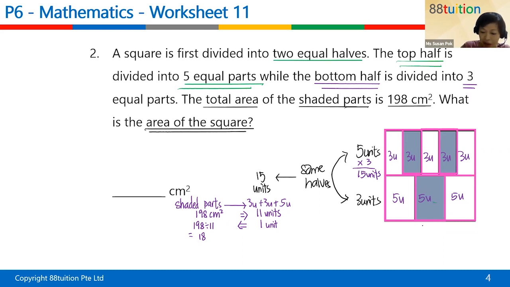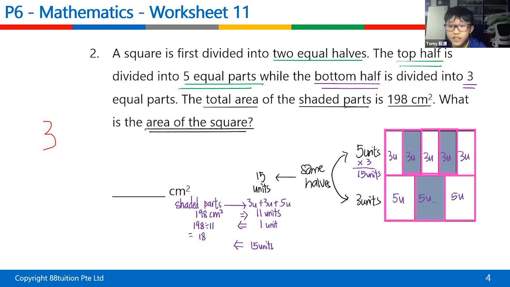So since I have one unit, he wants to know the whole area, right? So now what must you do? You must find your 15 units. Okay. So to find 15 units, what must you do? 18. Wait, is it 15 units, class? Is it 15 units? No, Jaden say something. Jaden? 30. 30. Very good.